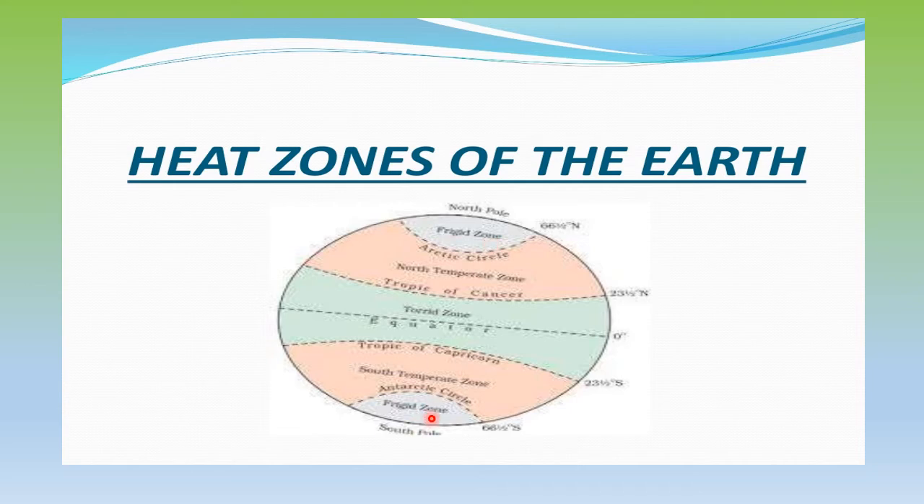The frigid zones are on the poles, so they are extremely cold, because if you imagine the sun to be here, we get slanting sun rays here. The torrid zone is the hottest zone, and the temperate zones, be it the north temperate zone or the south temperate zone, have moderate temperature. They are neither very cold nor very hot.